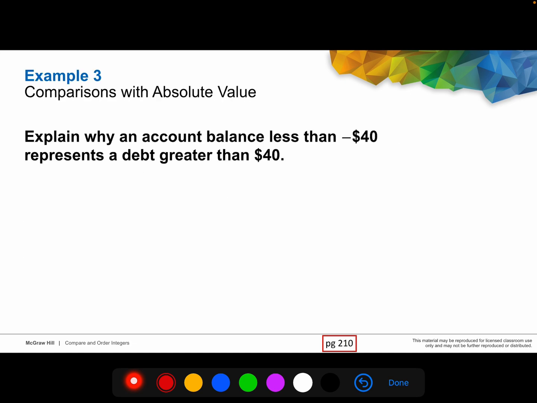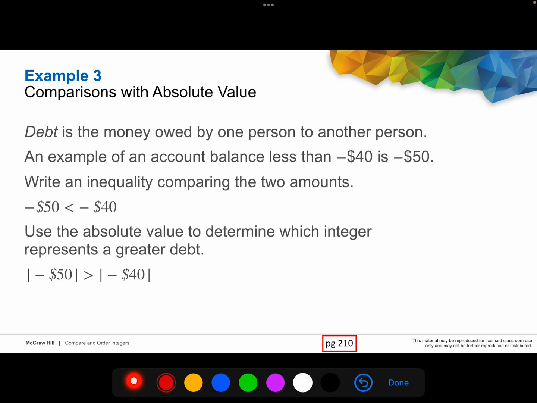All right, let's take a look at example 3. Explain why an account balance less than negative 40 represents a debt greater than 40. So we know that debt is the money that is owed by one person to another person. An example of an account balance less than negative 40 would be, for example, negative 50. So we write an inequality comparing the two amounts. We know that negative 50 is less than negative 40.